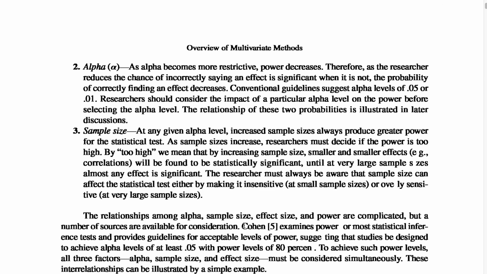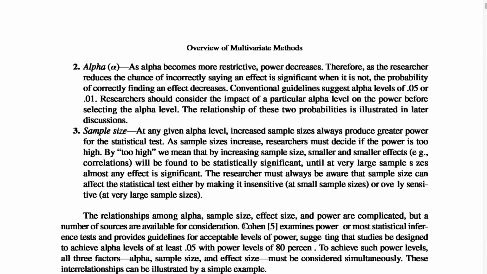Number two, alpha. As alpha becomes more restrictive, power decreases. Therefore, as the researcher reduces the chance of incorrectly saying an effect is significant when it is not, the probability of correctly finding an effect decreases. Conventional guidelines suggest alpha levels of 0.05 or 0.01. Researchers should consider the impact of a particular alpha level on the power before selecting the alpha level. The relationship of these two probabilities is illustrated in later discussion.